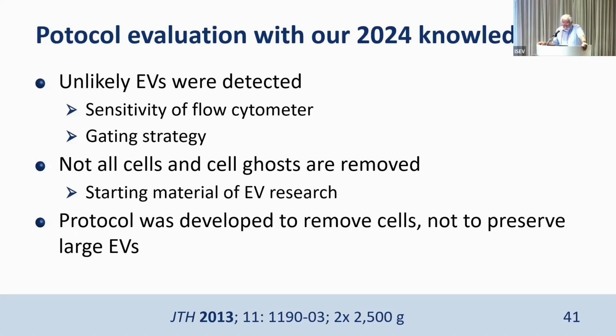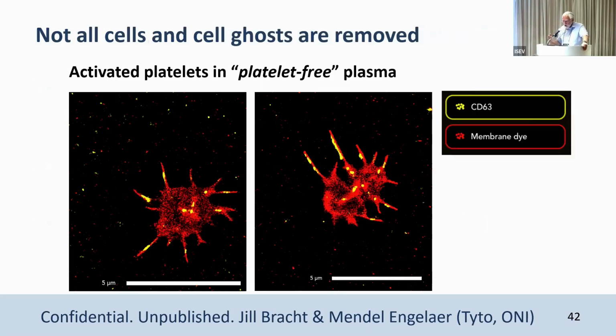Also, and I think this is something I never really thought about before, this protocol was developed to remove cells, but it was not developed to preserve large EVs. Now, if you use this protocol, and we do this to the best of our abilities, we still have cells there. After 2 sequential centrifugation steps, 1 centimeter Buffy coat, repipetting, etc., we still have activated platelets.